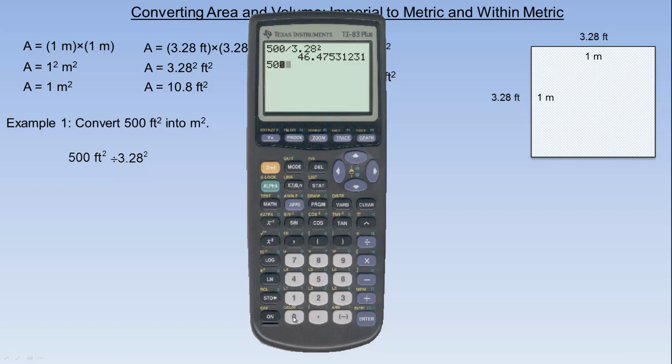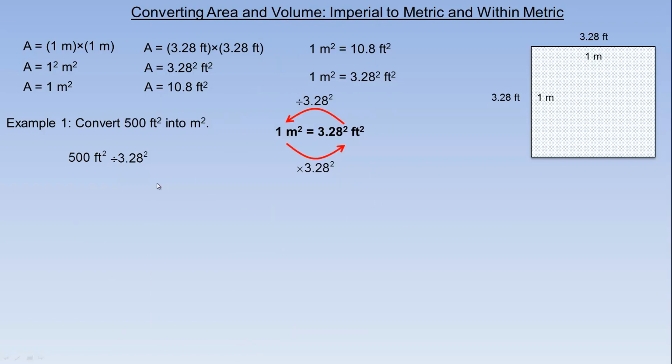You cannot go 500 divided by 3.28 and then square the answer. 152.4 squared is vastly different than 46.5. Here we're actually doing the division first and then squaring the answer. That 500 isn't squared. That square is only on the 3.28, so it has to be done this way. That is 46.5, not 23,000 and some. So make sure you follow order of operations. So 500 square feet is 46.5 meters squared.